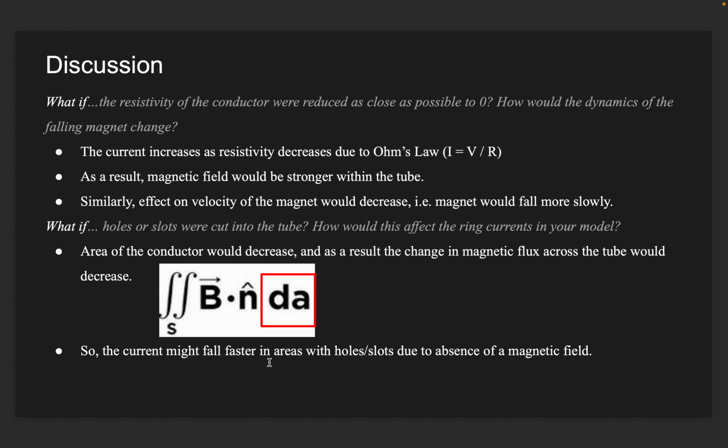So what if holes or slots were cut into the tube? How would this affect the ring currents in your model? The area of the conductor would decrease, and as a result, the change in magnetic flux across the tube would decrease, as can be seen by Faraday's law equation right here. So the current might fall faster in areas with holes or slots due to the absence or erratic behavior of a magnetic field.